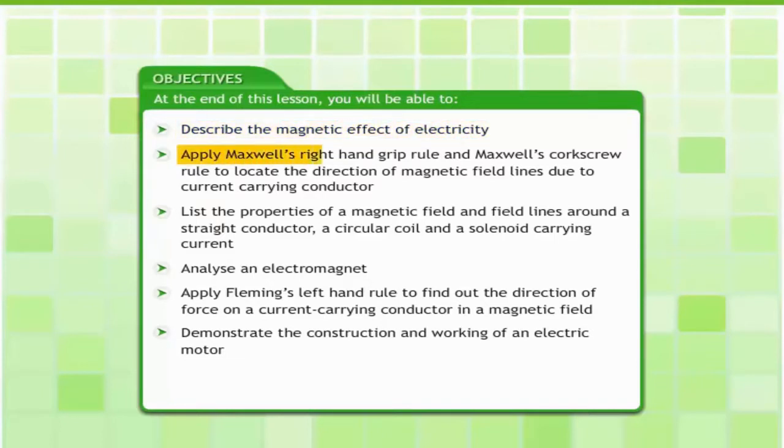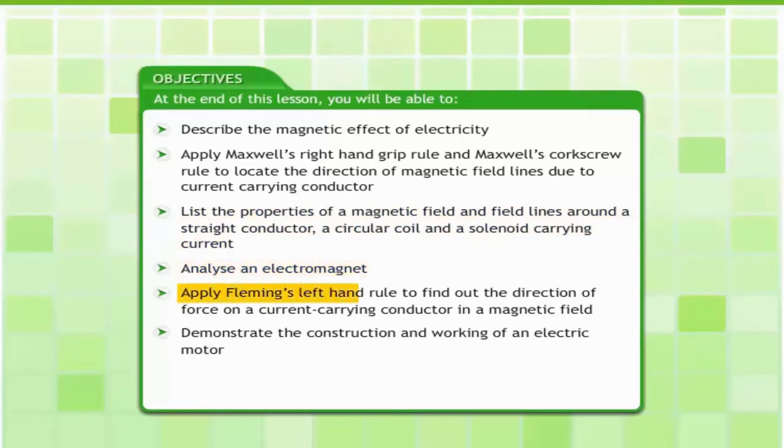Apply Maxwell's right-hand grip rule and Maxwell's corkscrew rule to locate the direction of magnetic field lines due to current-carrying conductor. List the properties of a magnetic field and field lines around a straight conductor, a circular coil, and a solenoid carrying current. Analyze an electromagnet.